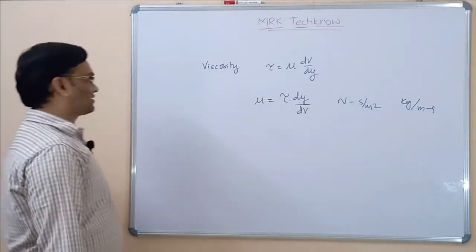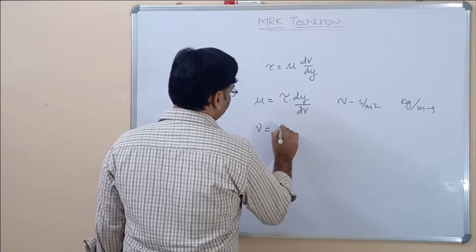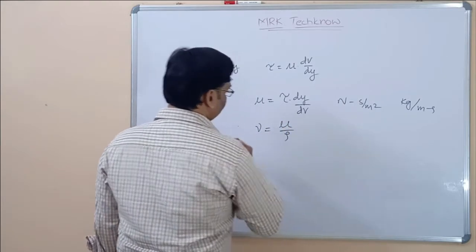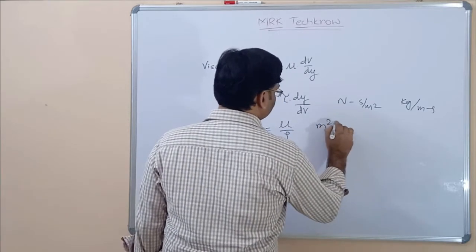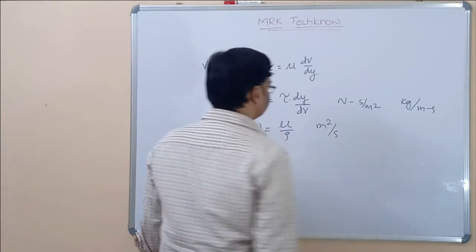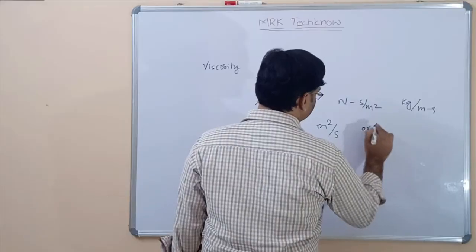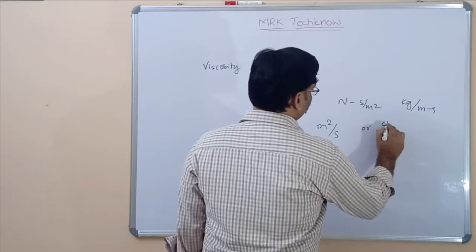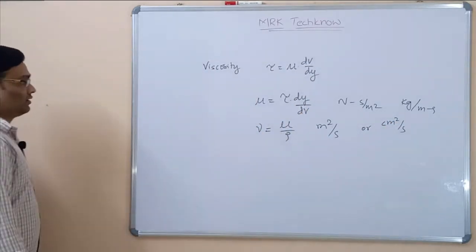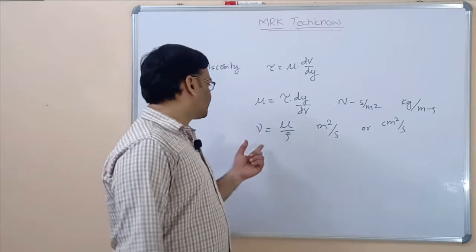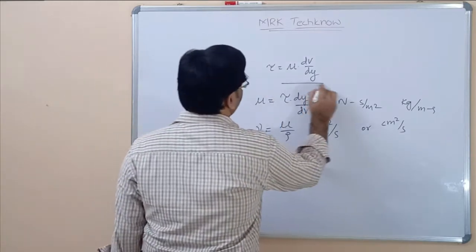So this is dynamic viscosity, and the kinematic viscosity, nu equals mu by rho, has the unit meter square per second. So this unit is a very big unit. So generally for liquids or gases we use a small unit, centimeter square per second. So this is about dynamic viscosity and kinematic viscosity, and this is Newton's law of viscosity.